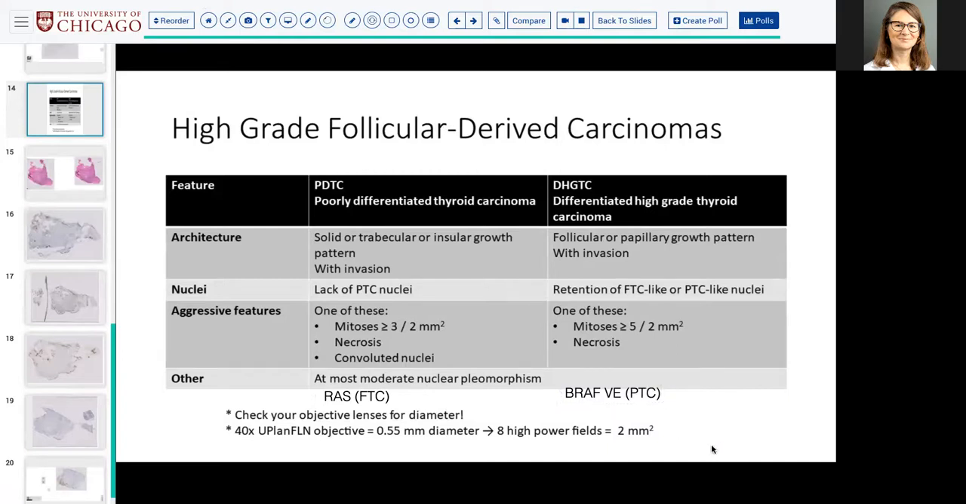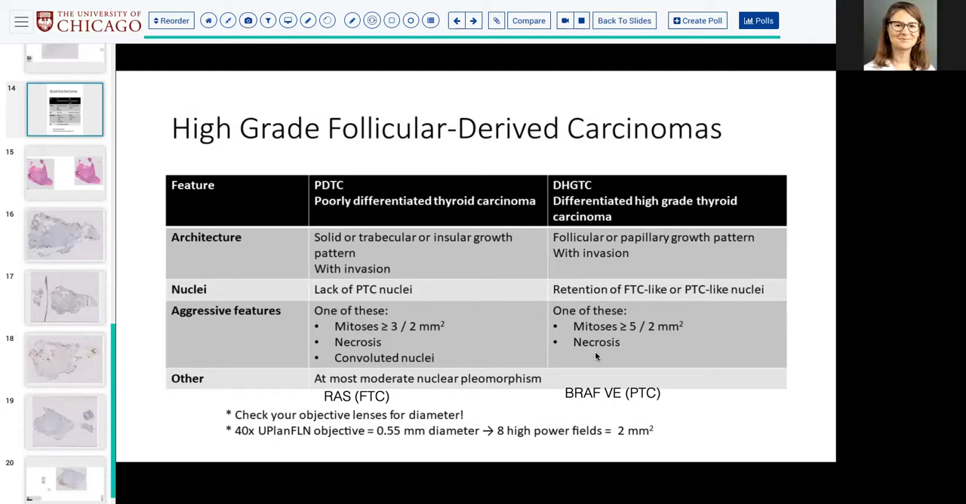So the pathways for aggressive behavior in thyroid carcinoma are different between whether they are of RAS/follicular origin or whether they are BRAF PTC origin. The morphology is slightly different, but the presence of mitoses and necrosis is essentially the same. So does that all make sense? Go ahead. Yeah, it does make sense now.